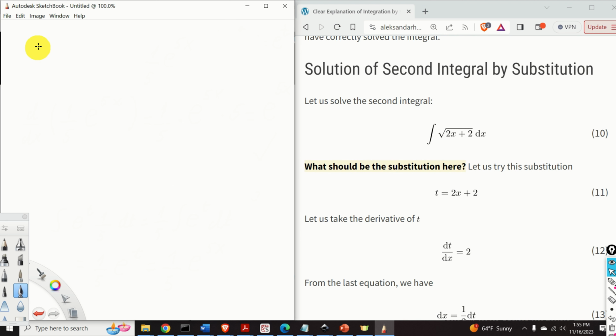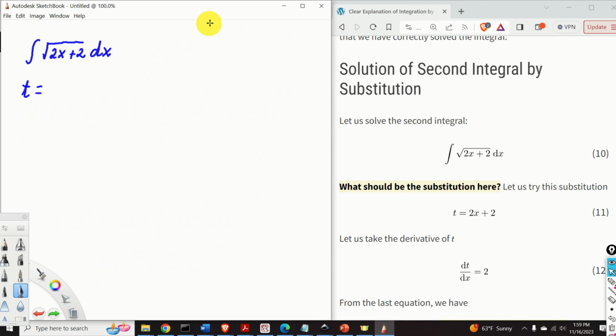Let's see. We want to solve an integral of the square root of 2x plus 2 dx. Let's think about it. How to solve this integral? What should be the substitution over here? We want to introduce a new variable t such that we can solve this integral.